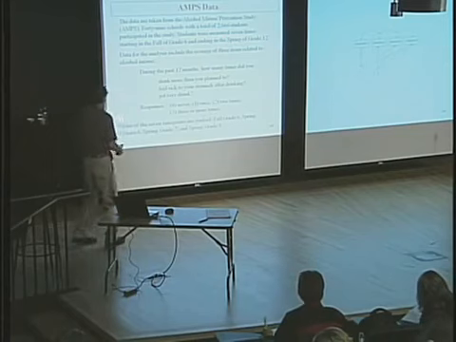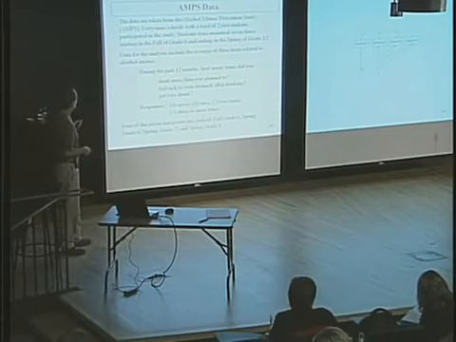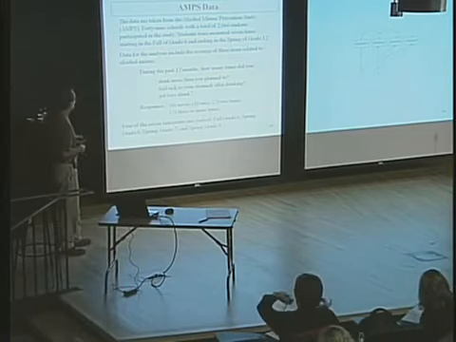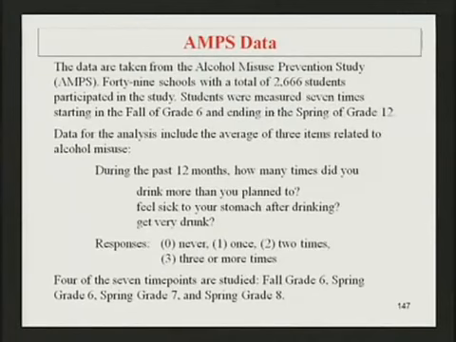So this is alcohol misuse, in 49 schools, 2,600 students. We have longitudinal data and an average of 3 items during the past 12 months. How many times did you drink more than you planned to, feel sick to your stomach, get very drunk? Some of my work has been sponsored by NIAAA, hence the alcohol applications. So we have 4 time points, ages 0, 1, 2, and 3.